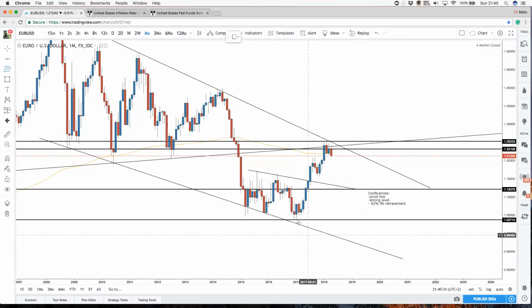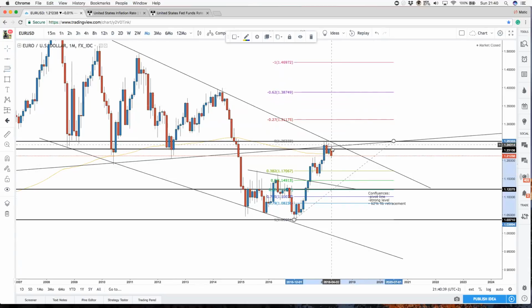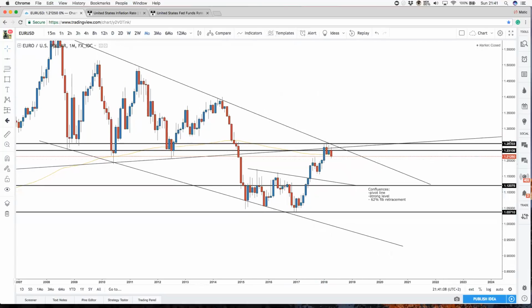Now, if you measure that move, you can see that we also have quite a few confluences to go long here, or let's say for our target. We have the 62% retracement, which is good because I believe some reaction will be here. We have a pivot trend line, and we also have a very strong key level, as I call it. That's why I believe that the target is around 1.12. Okay, so that's what I see in the EURUSD pair.